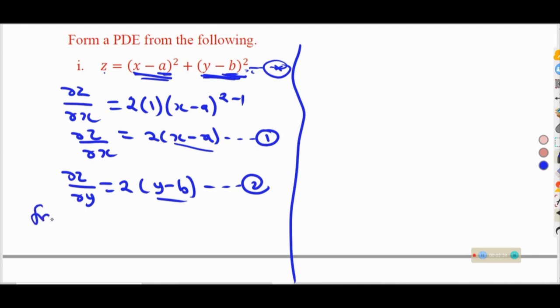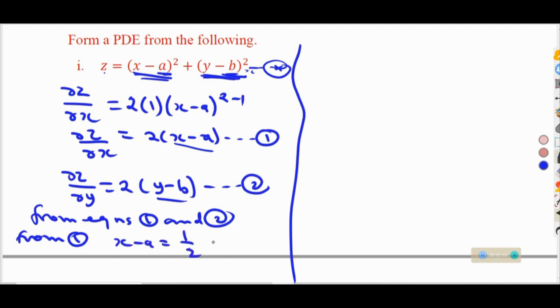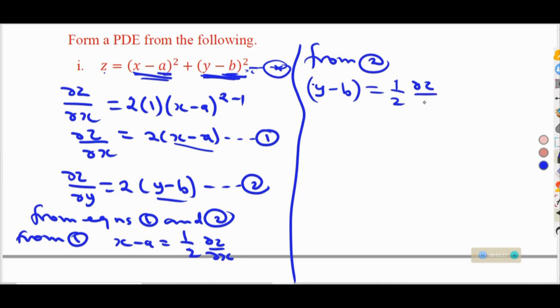So we are saying from equations 1 and 2, from equation 1, I will say x minus a is same as a half del z del x. So from equation 2, I'm making y minus b the subject. So y minus b will be same as a half del z del y.